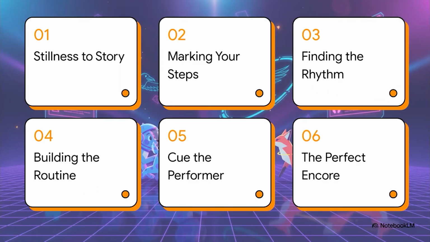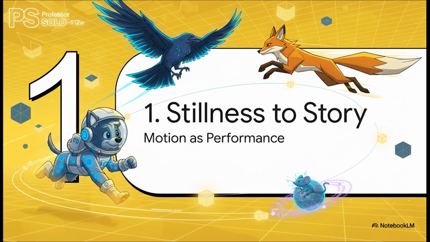All right, here's the plan for today's choreography. First, we'll go from stillness to story. Then we'll mark our steps, find the rhythm, and build out the whole routine. After that, it's all about cueing the performer, and we'll wrap up with the perfect encore, making sure it all runs smoothly. First up, from stillness to story. This is all about where simple motion becomes a real performance.